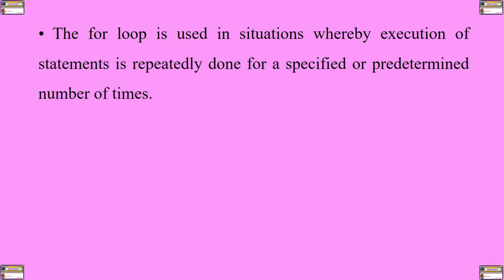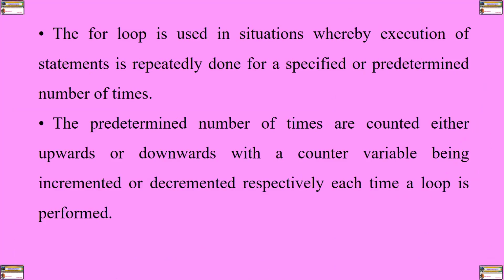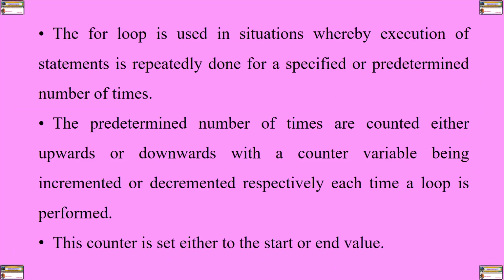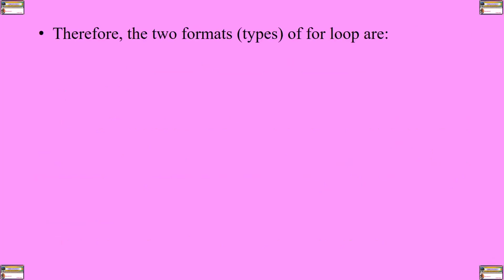What is a for loop, and when is it used? A for loop is a control structure used in situations where execution of statements is repeatedly done for a specified or predetermined number of times. The predetermined number of times is counted either upwards or downwards, with a counter variable being incremented or decremented respectively each time a loop is performed. This counter is set either to the start or end value.